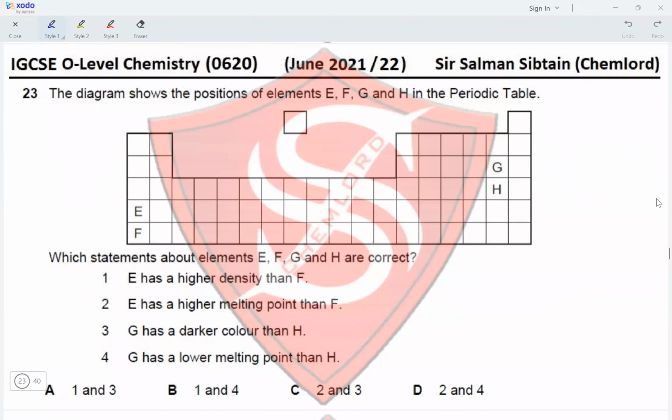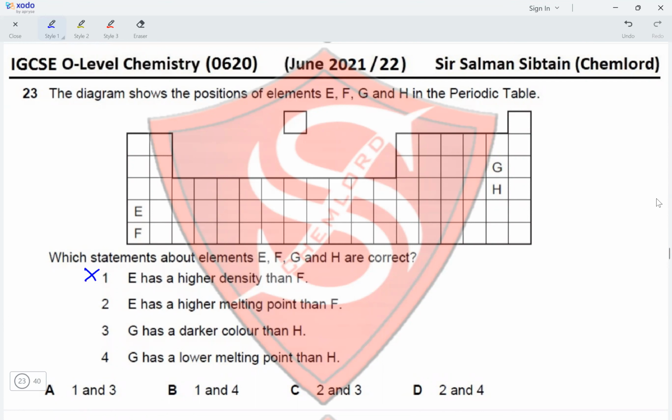Question 23. The diagram shows the positions of elements E, F, G, and H in the periodic table. E and F belong to group 1, G and H belong to group 7. Which statement about elements E, F, G, and H is correct? So, statement 1. E has a higher density than F. No, F has a higher Ar than E. So, F would have a higher density than E.